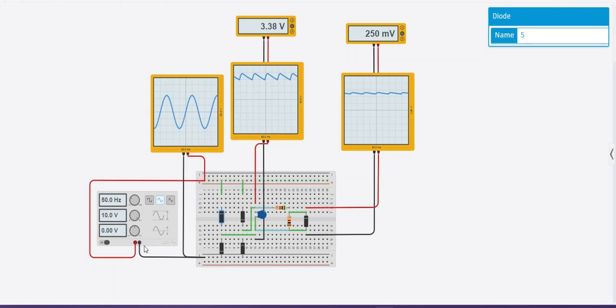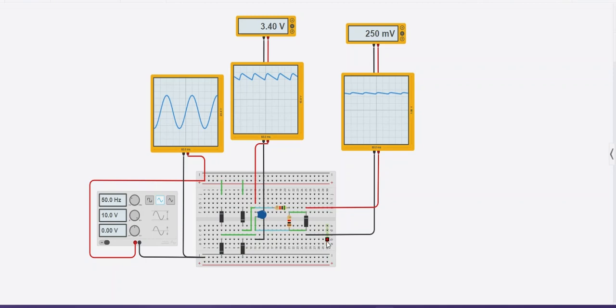So we can see that we have the AC graph, and then we have a ripple graph, which is the filter output voltage, and then our DC output voltage. I will explain about the rectifier, the filter, and the voltage regulator.